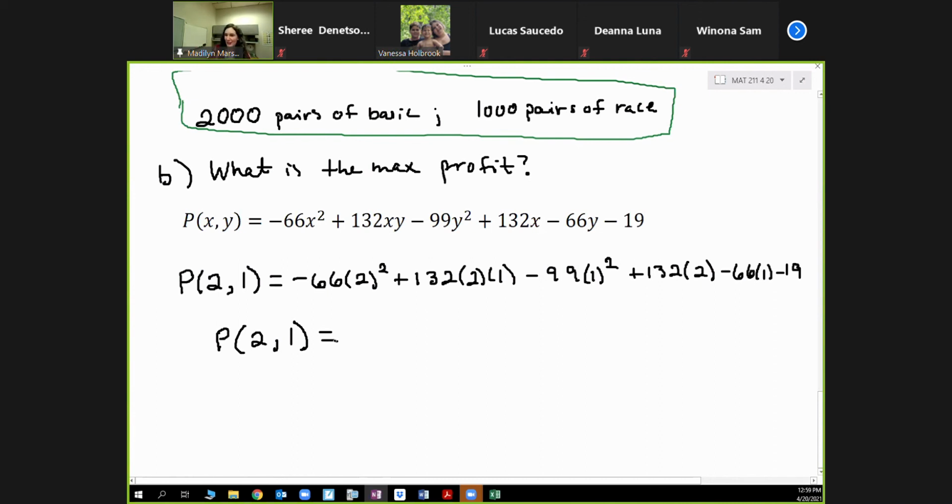Great, that's what I got too. So this is saying that the maximum of this function is 80. So what would our maximum profit be? 80,000. Exactly, 80,000. That would be kind of sad if the profit was just 80, but yeah, 80,000.